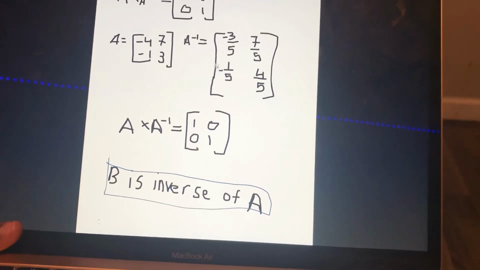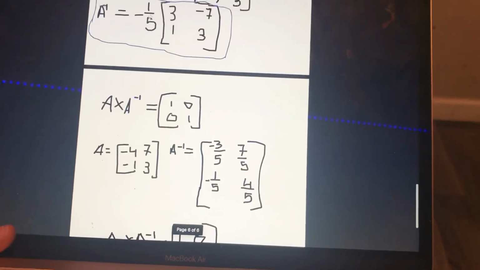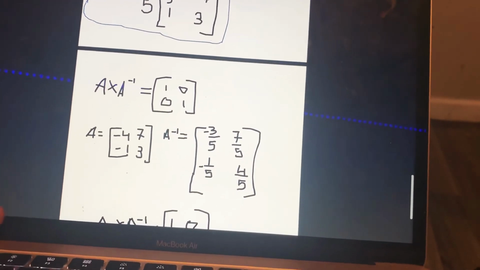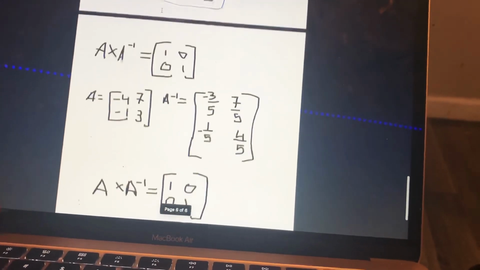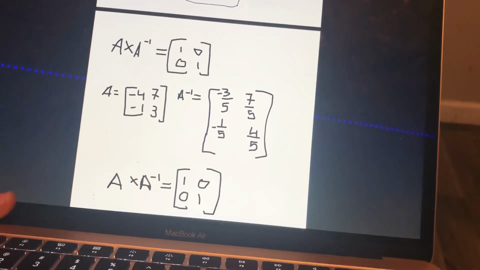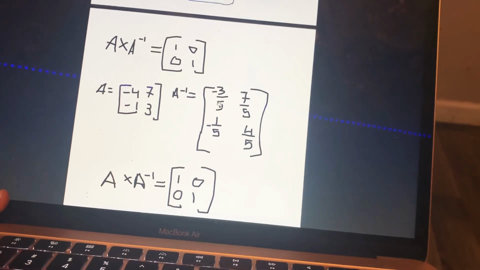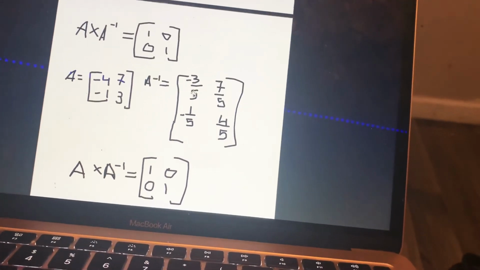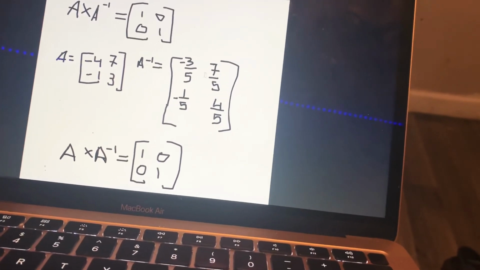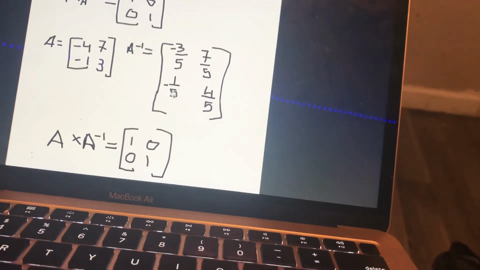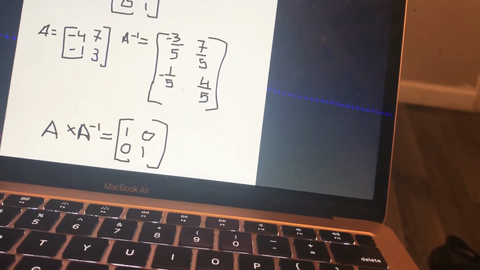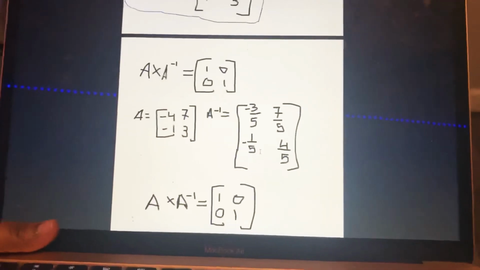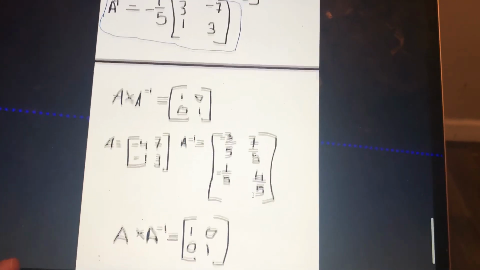Now you see these fractions simply because I've taken this negative 1 over 5 and distributed it into the matrix. So negative 1 over 5 times 3 is negative 3 over 5. Negative 1 over 5 times 7 is 7/5. Negative 1 over 5 is negative 1 over 5. And negative 1 over 5 times 4 is 4 over 5.